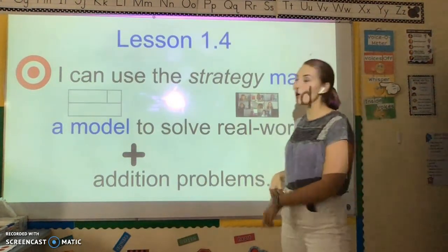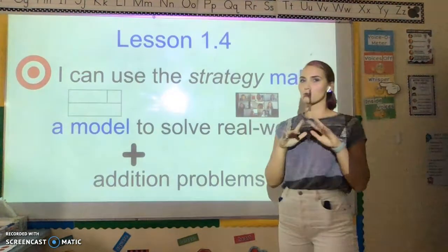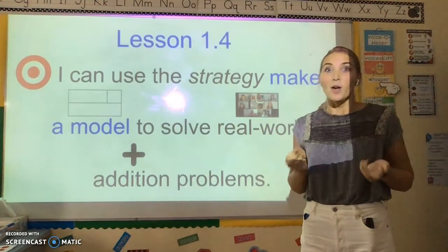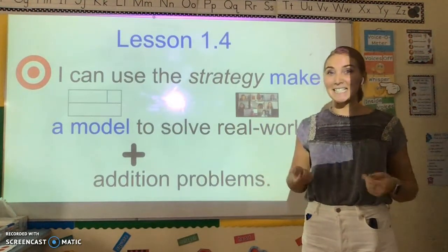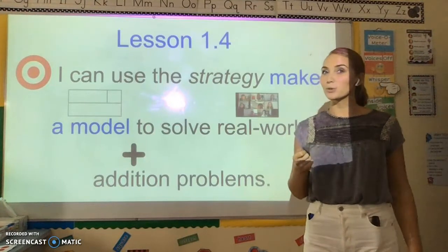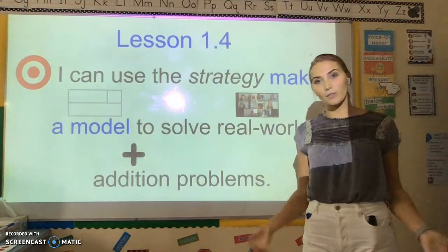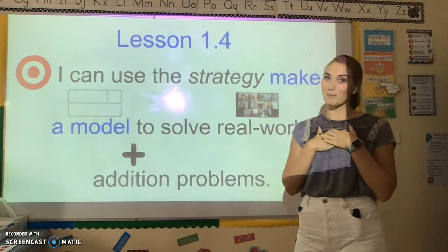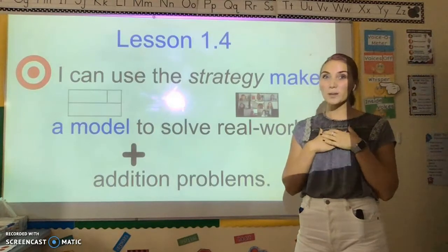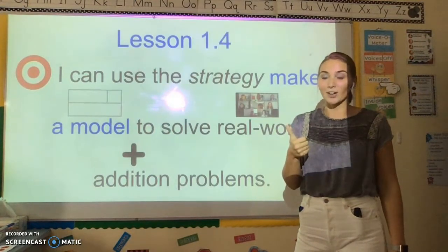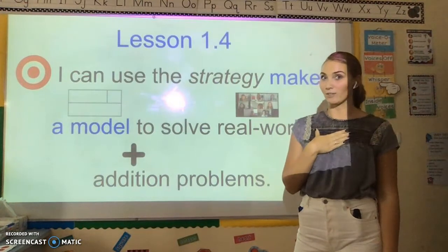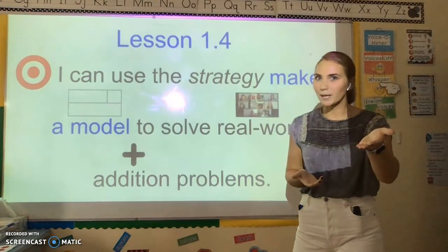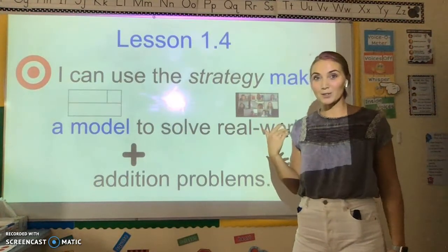Alright boys and girls, so I can use the strategy. You say that word, strategy. What a strategy is, it's a math tool that you can use to solve the problem. Something I love about math, boys and girls, is that there is more than one way to get the right answer. So I might solve it one way, my math brain might use one strategy, but your math brain is different, so you might use another strategy.